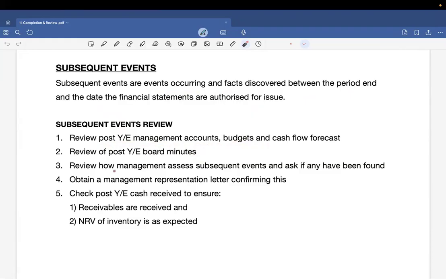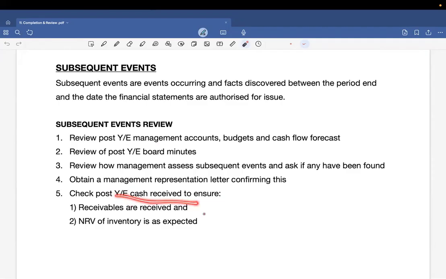Now the third, we are going to review subsequent events. And if anything has been found, we are going to discuss it with the management and assess its effects upon the financials. Fourth one, we are going to obtain a representation letter from the management confirming these subsequent events. And it is very important that we check the year end cash received.